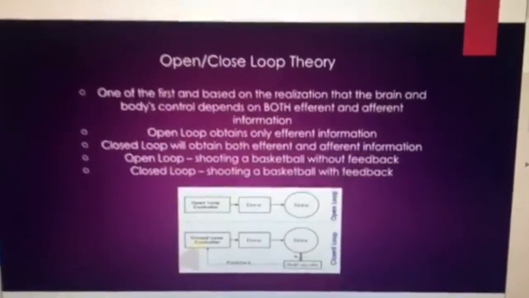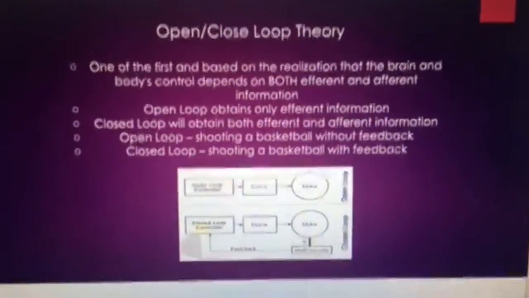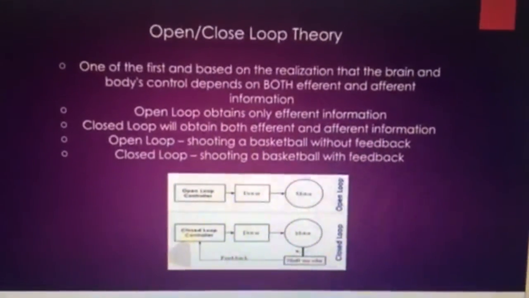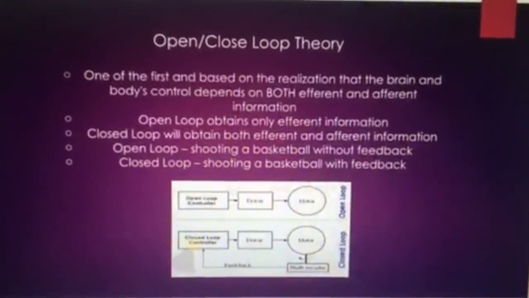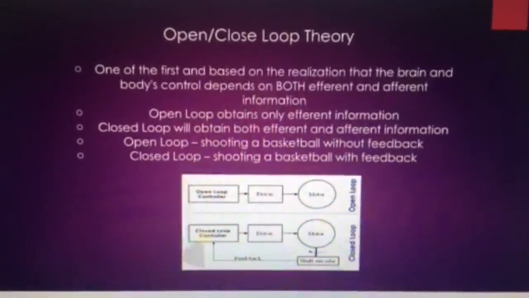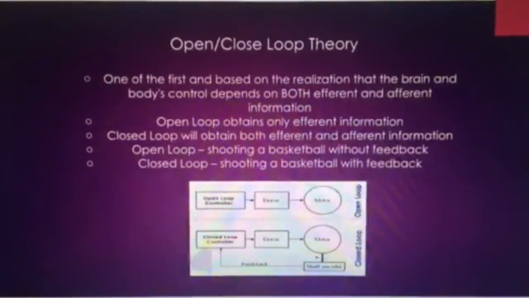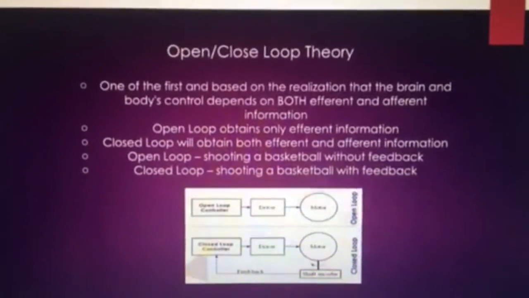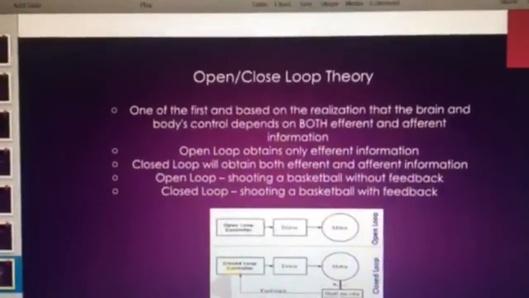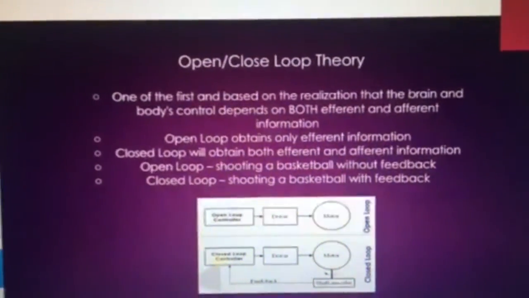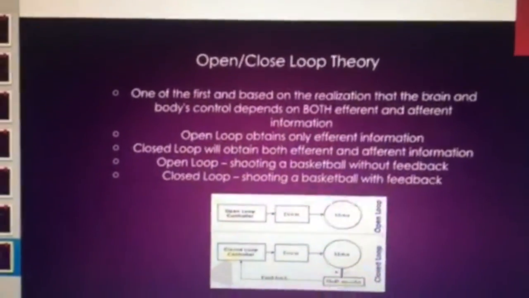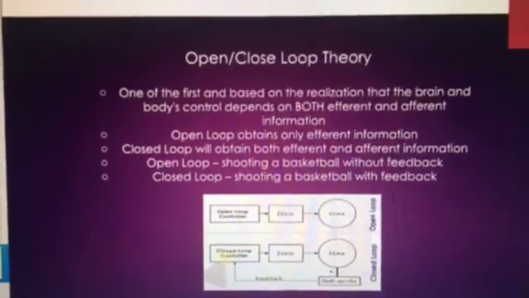The last theory is the open and closed loop theory, which was one of the first theories created in the motor control world. And it is based on the realization that the brain and body's control of movement depends on both efferent information from the higher center and afferent information from your sensory receptors throughout your body. The difference between the two is that if only efferent information is available, then we would be discussing an open loop. Whereas if both afferent and efferent information is available, we are now discussing a closed loop.